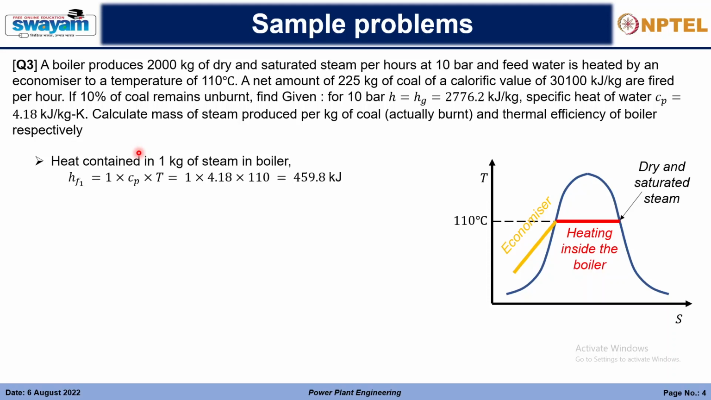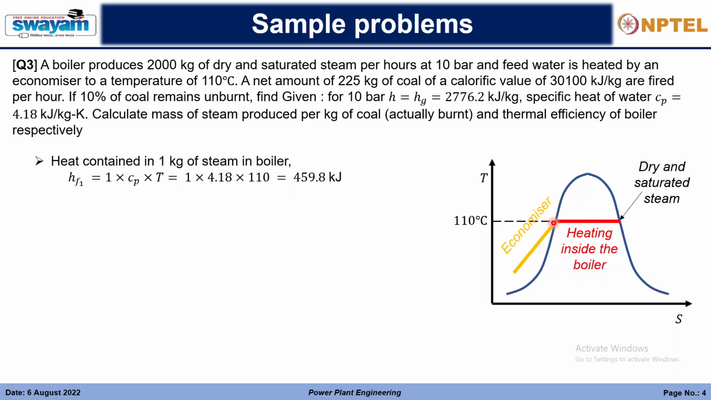So here nothing else is given, right? So it is being assumed that the economizer is directly responsible for the whole of the sensible heat, and it is heating up to 110 degrees Celsius. That is why I have extended this sensible heating curve till this point. Okay, then the heat contained in 1 kg of steam in boiler.